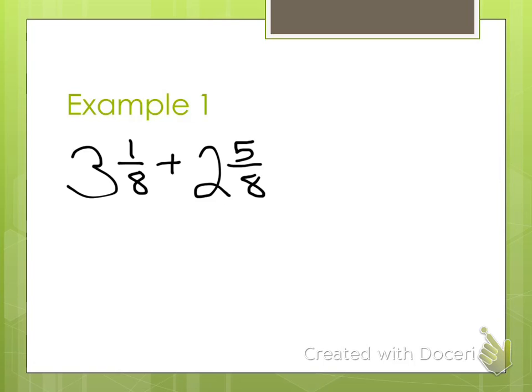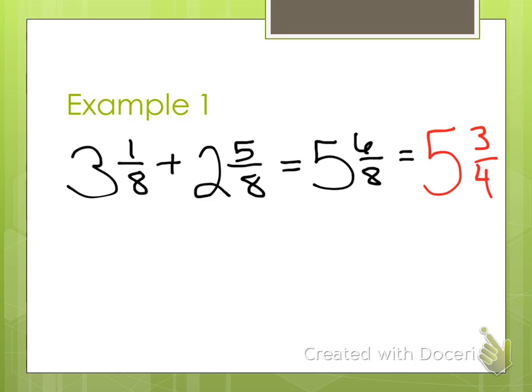All right, now I want you to do this one on your own. I want you to do 3 1/8 plus 2 5/8. Sebastian, what'd you get? 5 6/8. Very good. 5 6/8. Final answer? 5 3/4. Very good. Make sure you just reduce for your final answer. Always reduce.